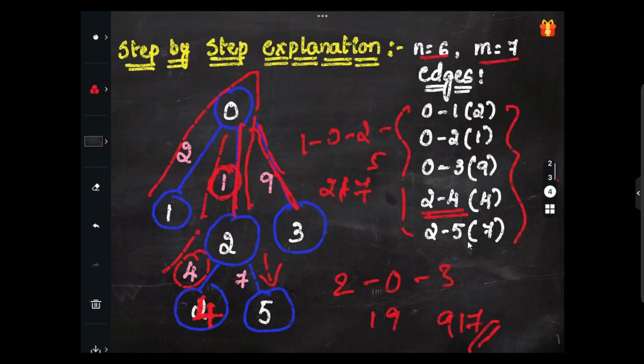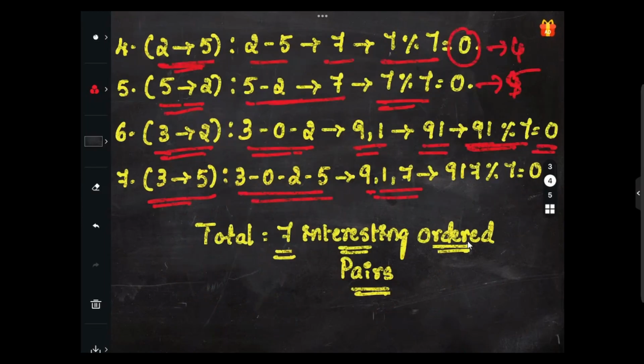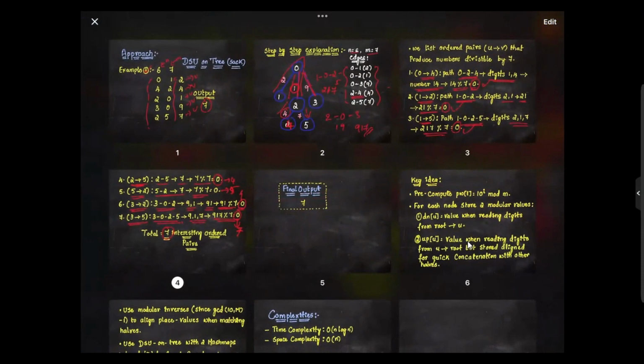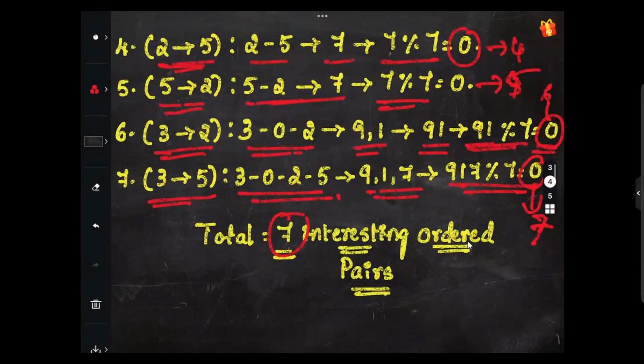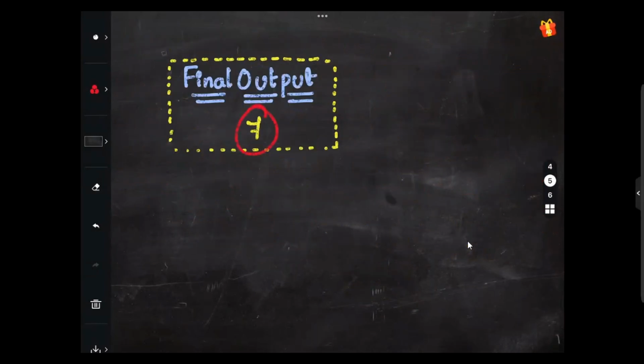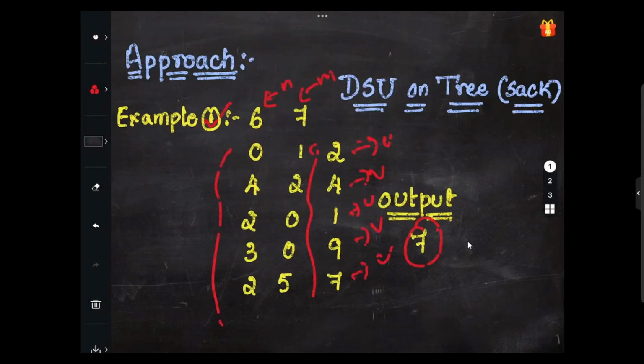So let's check whether we are going with 917. Yeah, 917, 3025. 917 modulo 7, it is divisible, and this one is the last one. Basically, this one is the sixth one, and this one is 7 times we have done. Total is 7, right? So we have 7 interesting ordered pairs. The final output that we got here is 7, which is equivalent to the output that they have mentioned for example 1 within the question. So our approach works absolutely correct.